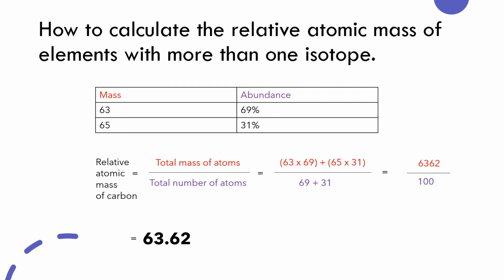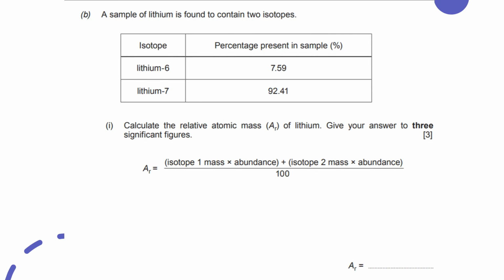Applying this to exam questions, this is the exam question that I've chosen. A sample of lithium is found to contain two isotopes, lithium-6 and lithium-7, with the abundances as shown. Here is the equation that you're given, and it is the same format as the one that I used. Obviously, it just applies it differently. You do the isotope 1 mass, which is 6, times its abundance, which is 7.59. Then you add that to the second isotope mass, which is 7, times the abundance, which is 92.41, over 100, because it's the total abundance.